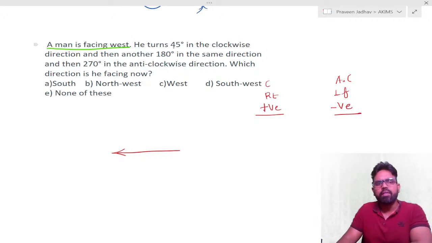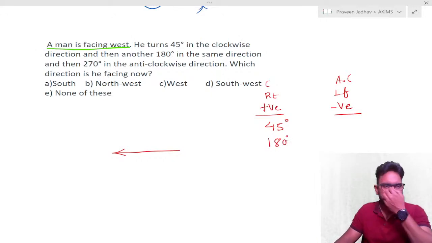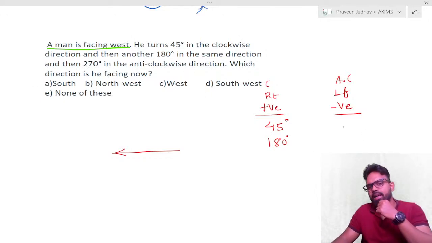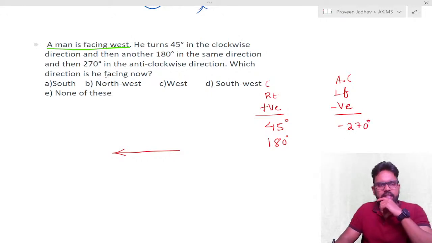He turns 45 degrees in the clockwise direction. Next, and then another 180 degrees in the same direction. I'll take him 180 degrees in the same direction, and then 270 degrees in the anti-clockwise direction. Anti-clockwise meaning minus 270. Which direction is he facing now?